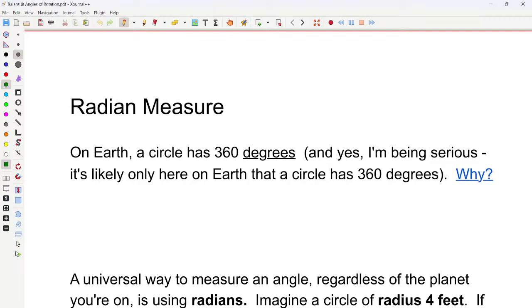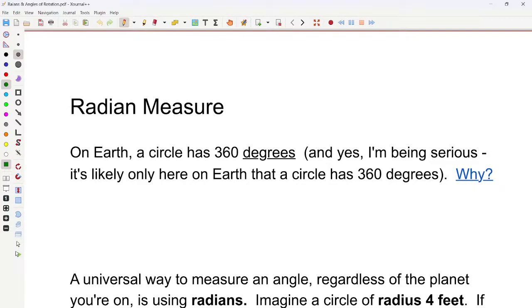We don't say on Earth 1 + 1 is 2. Because on Mars, 1 and 1 is 2. This is 2 on Jupiter. 1 and 1 is 2 everywhere in the universe. But only here on Earth is a circle 360 degrees. I'm serious. So why? Why only here on Earth? And if you knew this, I'd be pretty impressed.